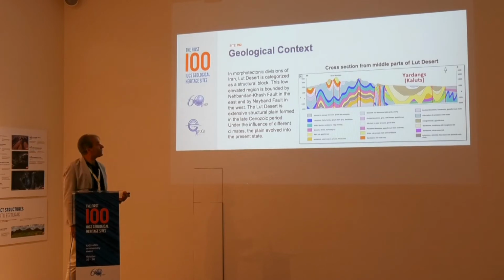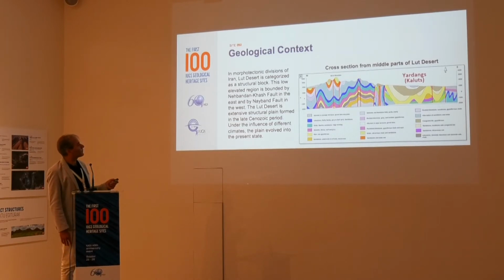About the geological context, the Lut plate is between two big and important faults: the Nayband-Khash fault in the eastern part, and the Nayband fault in the west. The Lut formation was created in the late Cenozoic, and of course it passed through different climates and evolution periods to form what we can see now.